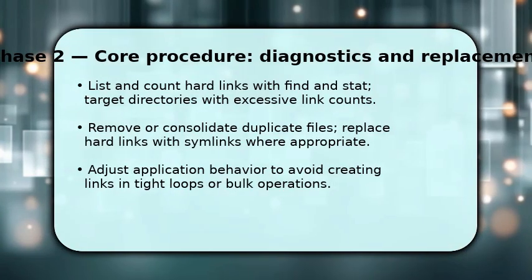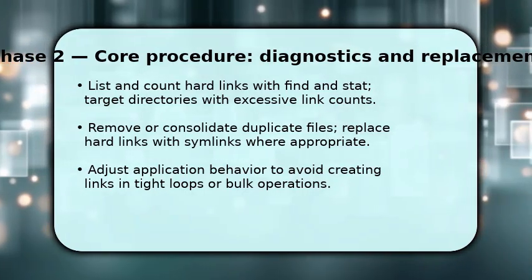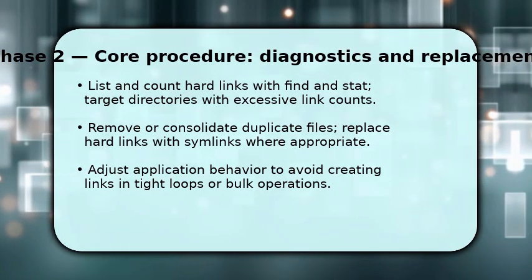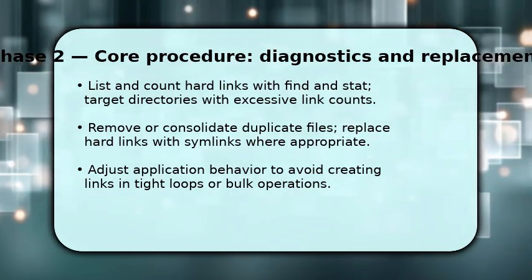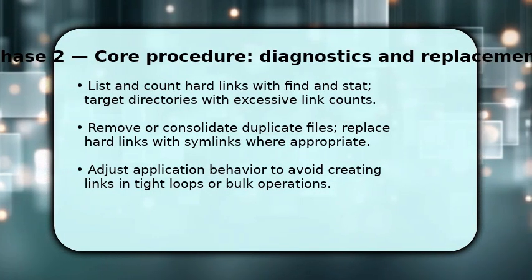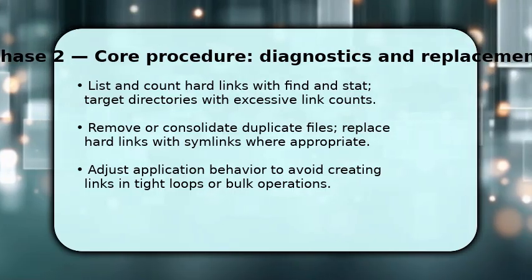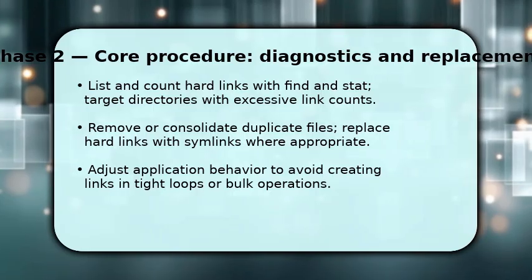You now perform the core repairs. Walk directories with find and stat to enumerate files with high link counts and export a prioritized list based on service impact. Next, remove unnecessary duplicates, consolidate identical data into single files, and convert hard links to symlinks when semantics allow. This reduces link table pressure and inode churn.